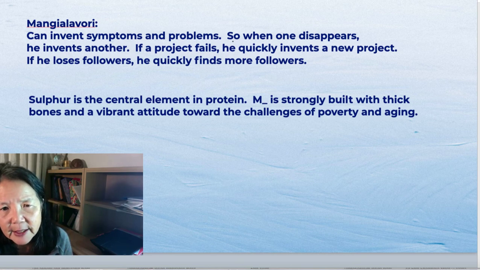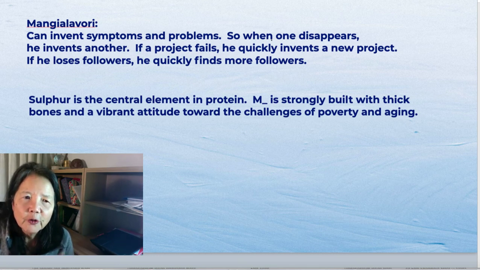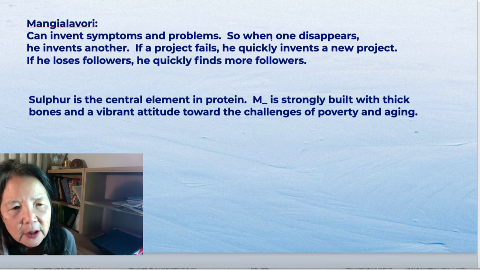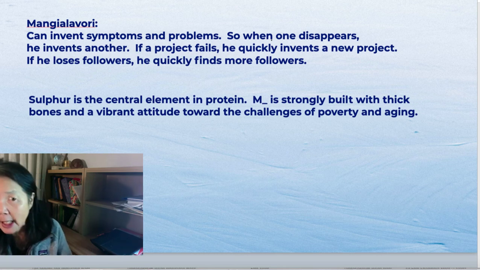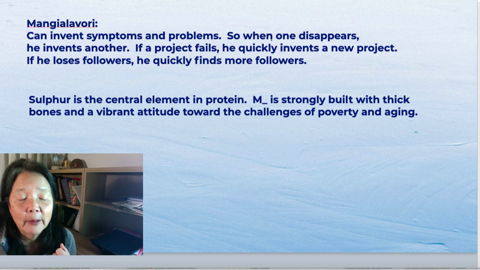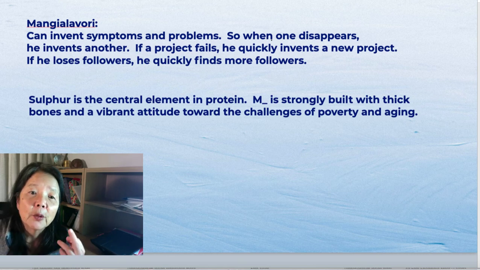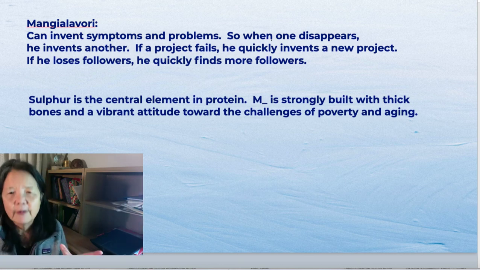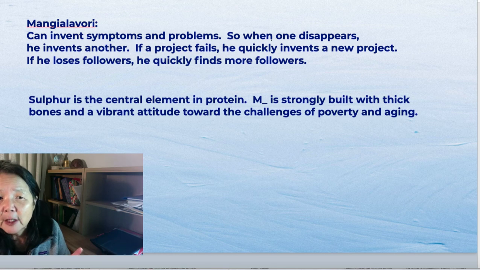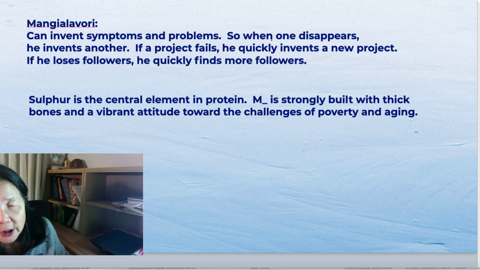But what Mangialavori says is when one symptom disappears, sulfur is so inventive, they can invent another. You know that sulfur is the main ingredient in proteins, and our whole body is made of proteins. Protein synthesis is all about making a different one, and there are so many different ones. So one of the characteristics of sulfur is if a project fails, if a relationship fails, if he loses his followers, he will find new followers. He will find a new project.